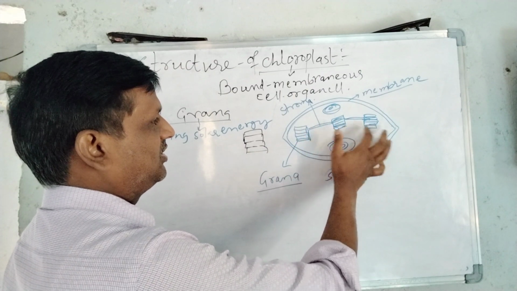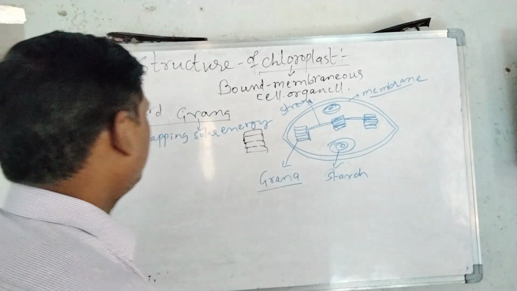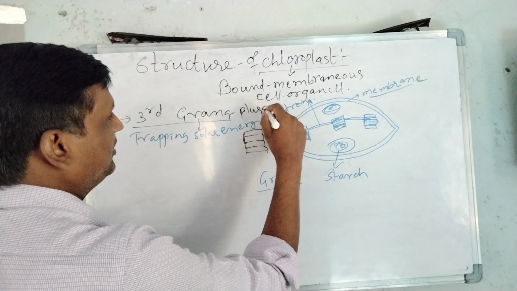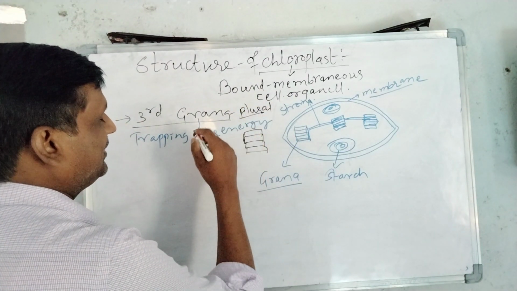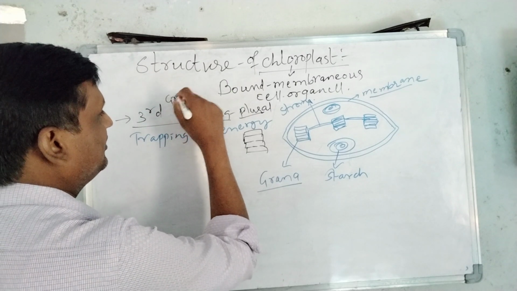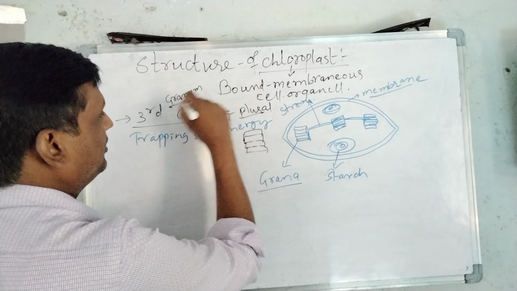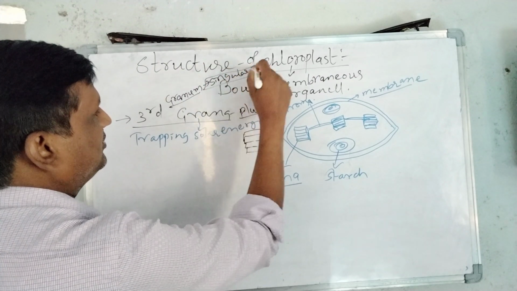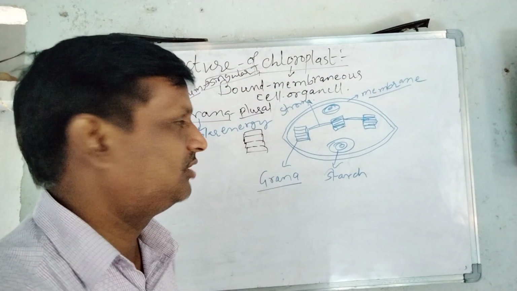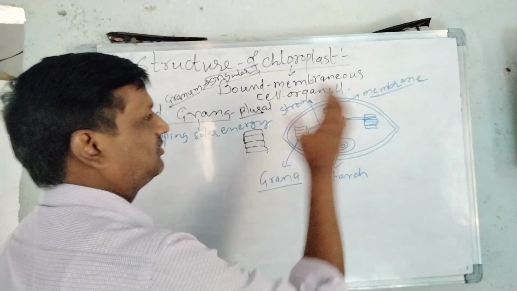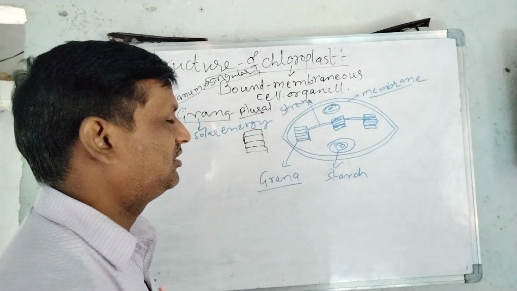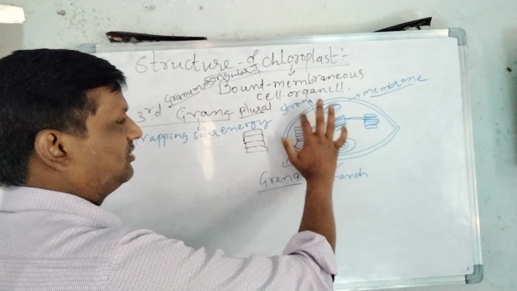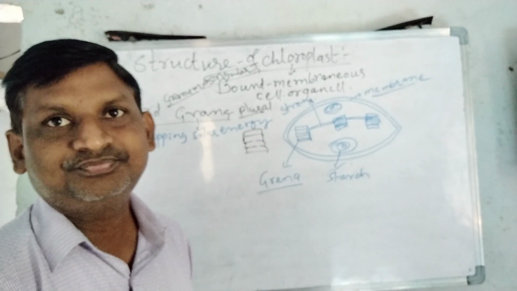So this is one granum, and here are several grana. You can remember: grana is a plural word, and granum is a singular word. Very important point. Granum is singular, whereas grana is plural. Here there are several grana. One granum is connected to another with a stroma thylakoid.